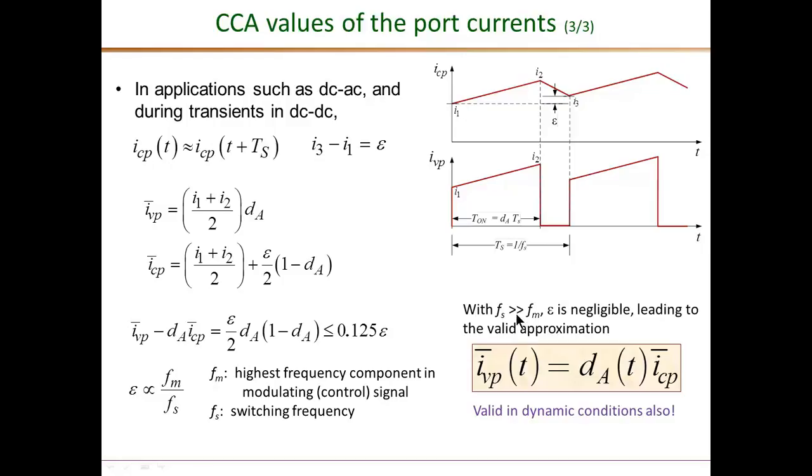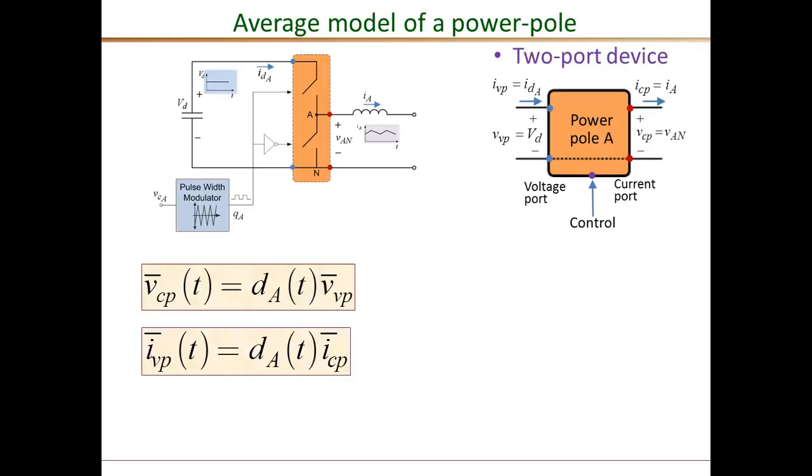And so with this understanding, this expression is valid both in steady state as well as in transient, both for DC-DC as well as DC-to-AC converters. So this picture on the right shows the power pole as a two-port device. On the left side is the voltage port, right side is the current port. They share this common terminal. So the voltage and currents here are the VVP and IVP, and the voltage and the currents here are the VCP and ICP. And we just derived an expression relating the voltages and the currents in terms of the duty ratio D of T. Okay, so this is what we derived.